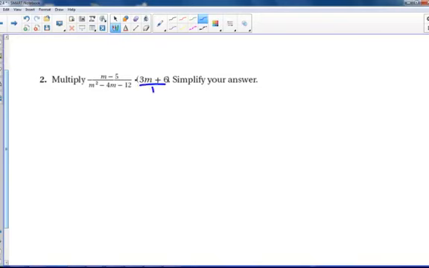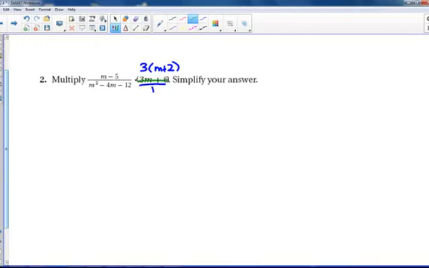Okay, 3m plus 6 is the same as 3m plus 6 over 1. So the first step is to factor. I'm going to take a 3 out of this, and we're left with m plus 2. So I'm not going to look at that anymore.